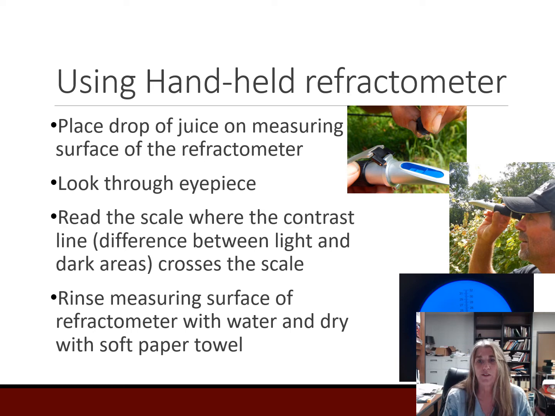Using a handheld refractometer, the first thing you want to do is place a drop of juice on the measuring surface of the refractometer like you see in the upper image. Close the portal and look through the eyepiece. Read the scale where the contrast line, the difference between the light and the dark area, crosses the scale. You can see in that bottom image where the light and dark areas meet is the line where you want to be reading.